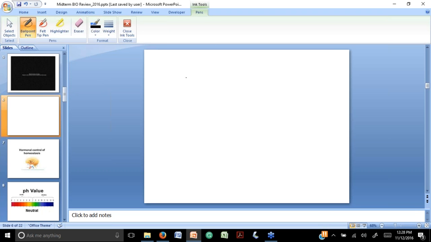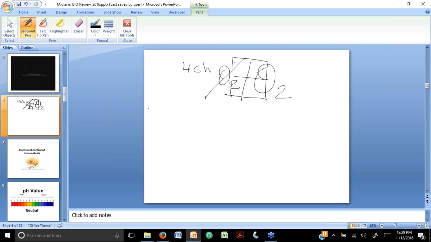Okay, so the heart, we need to remember, number one, the four chambers, the upper and the lower. There is no oxygen on the right side. On the left side, we have oxygen. Everything that is coming in are veins, which bring in blood. And all vessels that are taking blood out from the heart are going to be arteries.